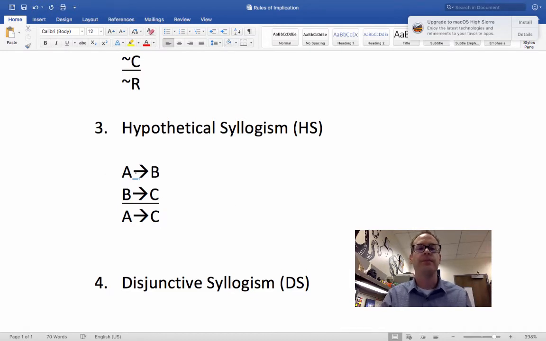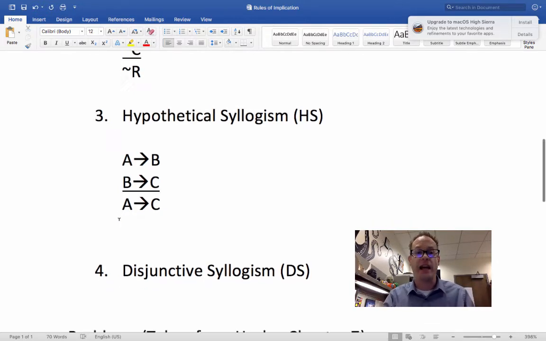It says, look, if I have two conditionals and one conditional implies something, and then the next conditional uses as its antecedent the consequent of the first one, then the antecedent of the first conditional implies the consequent of the last one. That sounds very fancy, but all it really means is if A implies B and B implies C, then A implies C. That's all it's saying.